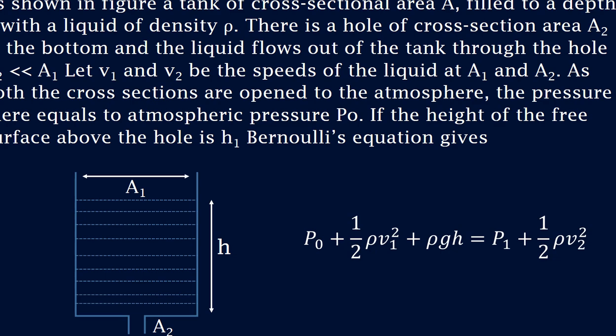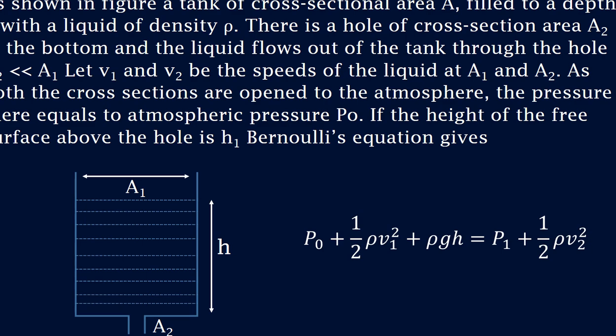If the height of the free surface above the hole is h1, Bernoulli's equation gives P0 plus half rho V1 square plus rho g H equal to P1 plus half rho V2 square.